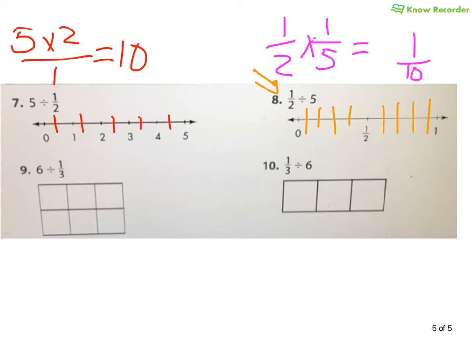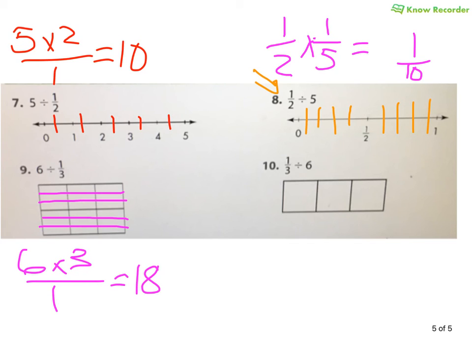All right, 6 divided by 1/3. So I'm taking these 6 squares, I'm dividing them into thirds. If you count them, what are you going to get? 18, because 6 times 3 is 18.